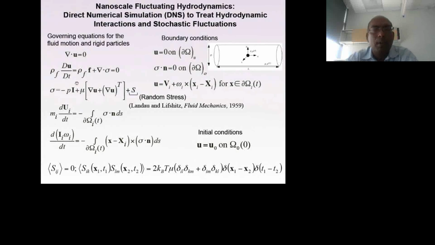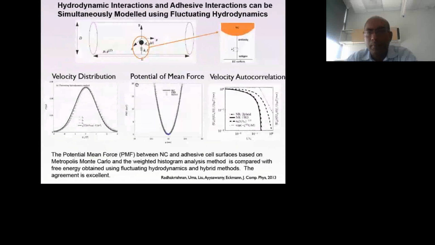fluctuating hydrodynamics. So this is the way we directly solve the Navier-Stokes equation, but by introducing stochastic forces as well. This is just an illustration of how we have done it. This is published work, so I'm not going to talk too much about it. But essentially, here we have shown that using this type of fluctuating hydrodynamic approach, we could not only treat the stochastic interaction of the nanoparticle with the fluid, but also simultaneously be faithful to the way we describe the adhesive linkages. So we simultaneously are faithful to the hydrodynamic correlations.